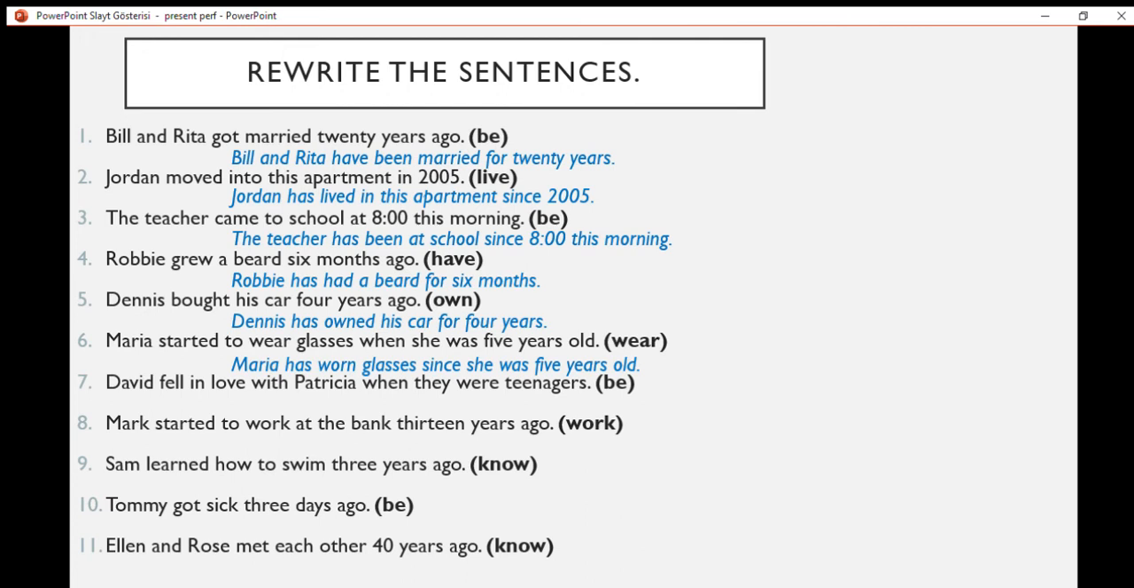7. David fell in love with Patricia when they were teenagers. David has been in love with Patricia since they were teenagers. Or if we know how old they are now, then we can say like for 20 years or since 2000. If we know how old they are and if we know when they were teenagers. 8. Mark started to work at the bank 13 years ago. Mark has worked at the bank for 13 years. Or since 2007.